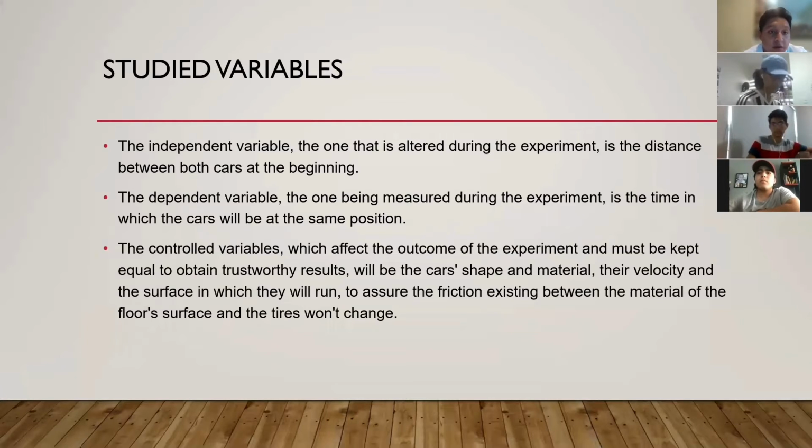For this experiment, we identified the variables, which are three of them. The first one is the independent variable, the one that is altered during the experiment: the distance between both cars at the beginning. Then we have the dependent variable, the one being measured during the experiment: the time in which the cars will be at the same position. The controlled variables, which affect the outcome of the experiment and must be kept equal to obtain trustworthy results, are the cars' shape and material, their velocity, and the surface on which they will run, to assure the friction between the floor's surface and the tires won't change.